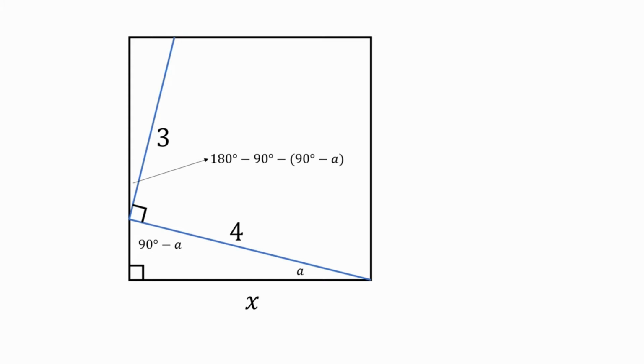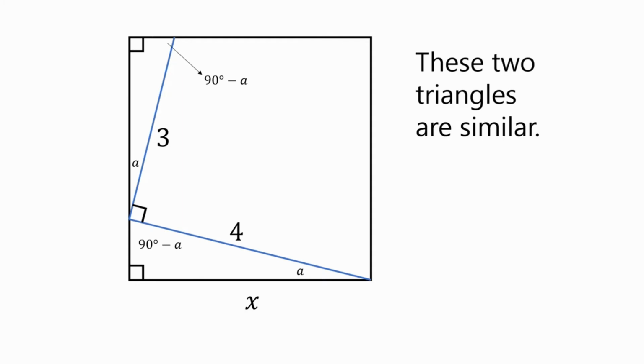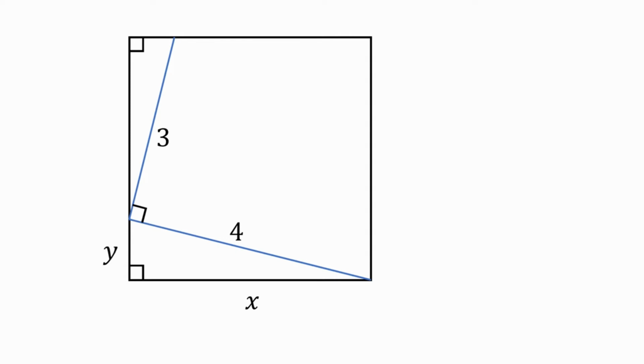Now, we have a right angle here in this corner of the square, so the final angle in this triangle will be 90 degrees minus a degrees. We can see corresponding angles of these two triangles are equal, and therefore these two triangles are similar by the AAA theorem. But how does that help us solve the problem? Well, let's label the shorter side of this triangle as y. Since the entire side of the square is equal to x, this distance will be x - y.